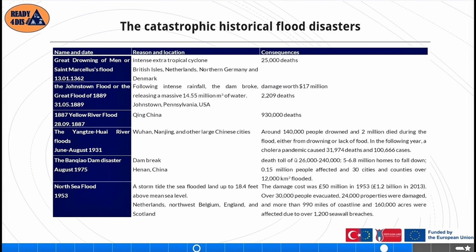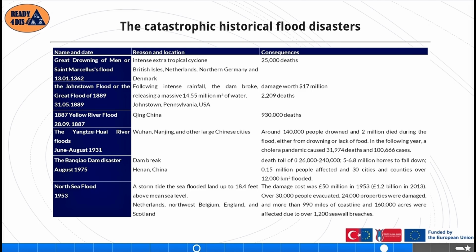This slide presents some of the most catastrophic flood disasters in history, covering events from the 14th to the 20th century. It lists floods that occurred in places like China, the USA, and Northern Europe, along with their causes, such as dam breaks, tropical cyclones, or storm tides, and the devastating consequences they led to. Some of these disasters caused hundreds of thousands of deaths, destruction of millions of homes, and even widespread disease outbreaks.